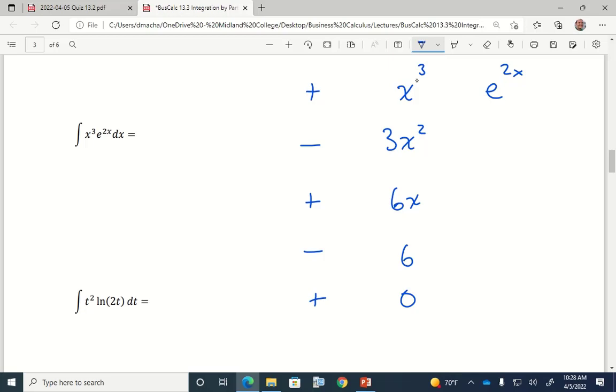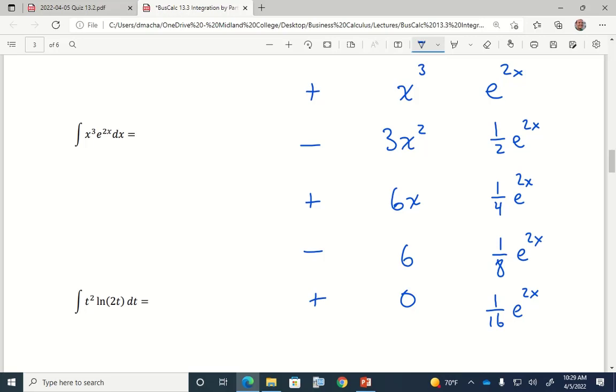On the side with the e to the 2x, the antiderivative of e to the 2x is going to be half e to the 2x. The antiderivative of half e to the 2x will be 1/4 e to the 2x. The antiderivative of 1/4 e to the 2x will be 1/8 e to the 2x. And the antiderivative of that will be 1/16 e to the 2x. So for the first column, it's always the derivative, and then the other one is the antiderivative. That middle column is always the derivative, and the right column is always the antiderivative.